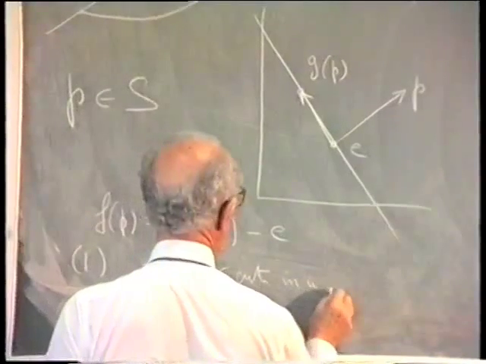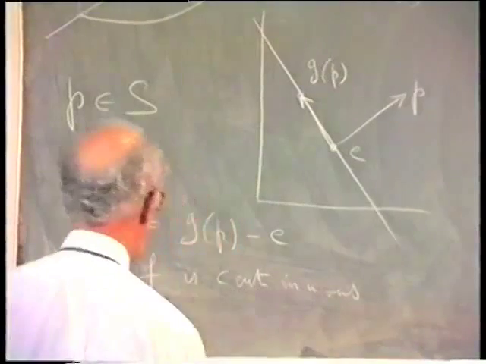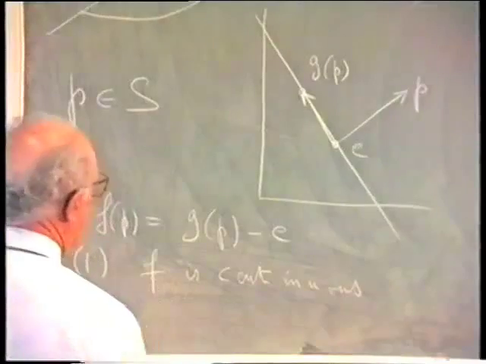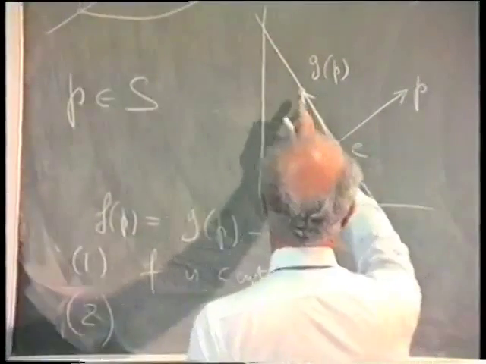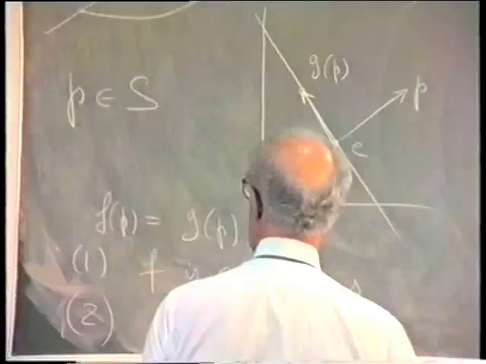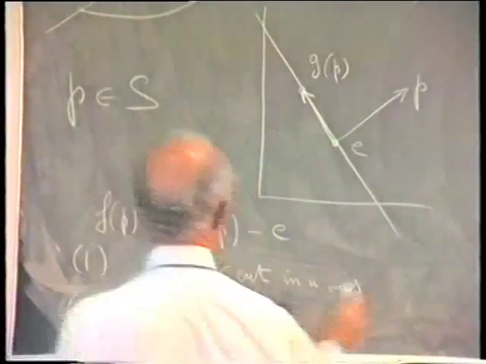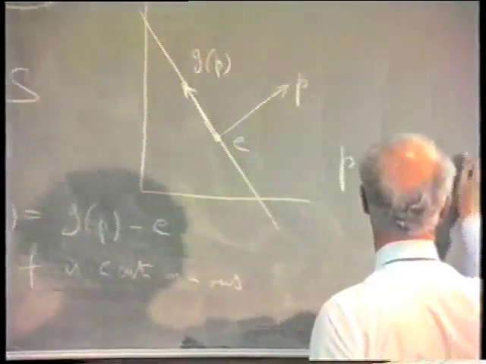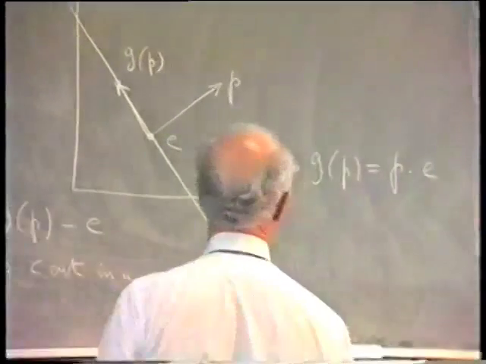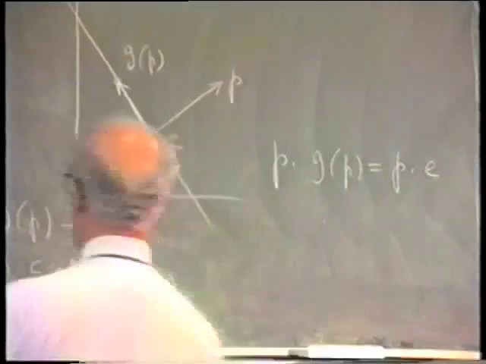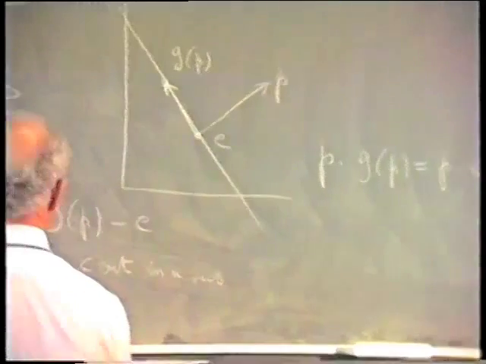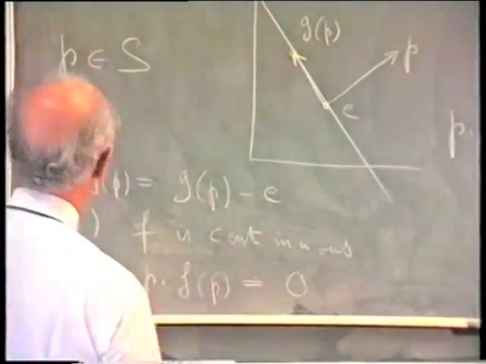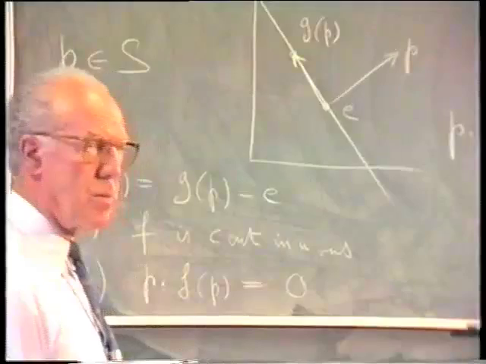That may seem obvious, but it is good to know that it follows from these properties. And two, as I have said already, G of P is in the budget hyperplane. That means that we have P dot G of P is equal to P dot G, dot for the inner product, and consequently P dot F of P is equal to 0, no matter what P is in S.